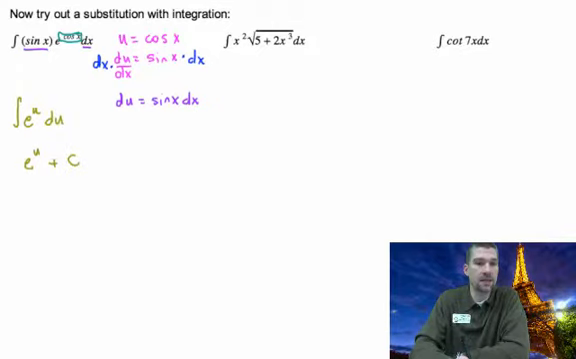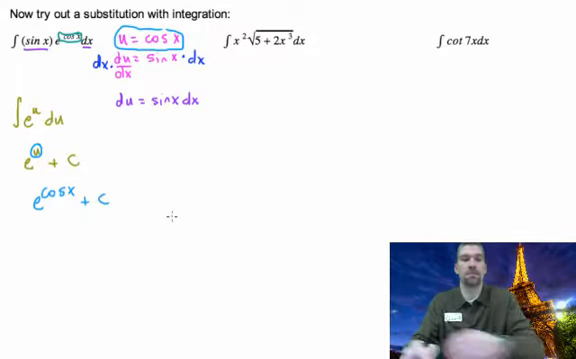Now, one last step to finish, and that is this. We've got this u right here, we've got him right there, and we've got him right here. So to finish this problem up, we're just going to make that substitution: e to the cosine x plus c, and we're done.